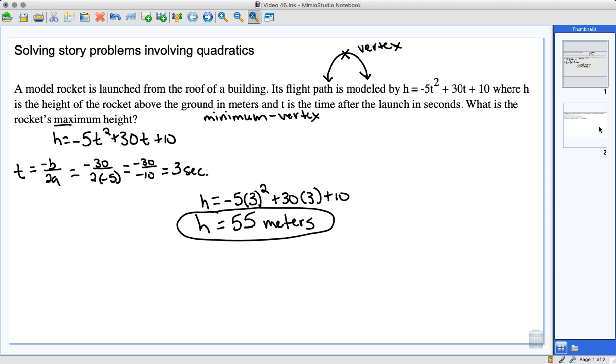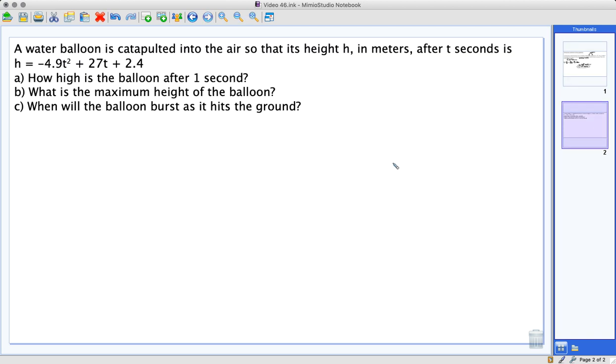The second problem that we're going to do has 3 different parts. A water balloon is catapulted into the air so that its height, h, in meters, after t seconds is given by the equation h equals -4.9t squared plus 27t plus 2.4. Part A says, how high is the balloon after 1 second? Guys, this is a t value, and it wants to know its height after 1 second.